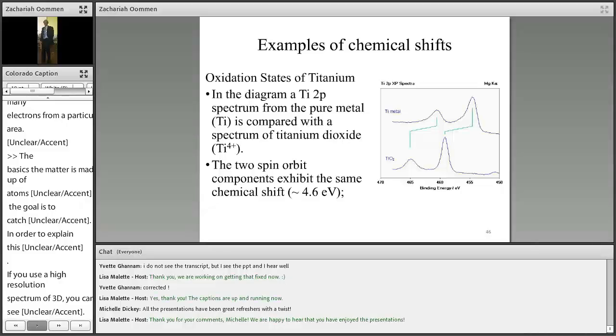In order to explain that one, we have titanium. So titanium metal and titanium oxide. This is in the +4 oxidation state. This is the 0 oxidation state. You can see again you have 2p 1/2 and 2p 3/2 peaks, and the binding energy of 2p is higher for the +4 state compared to the 0 oxidation state. But the chemical shift between 2p 3/2 and 2p 1/2 is similar in both cases.